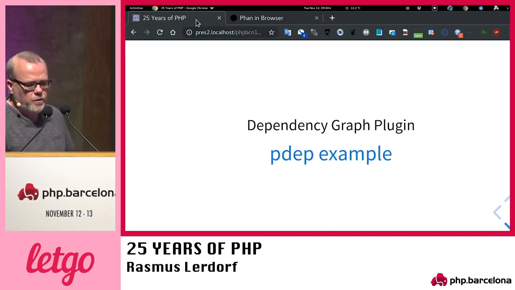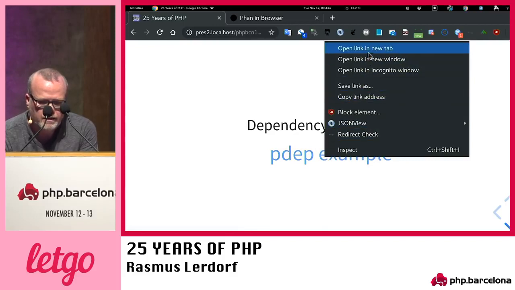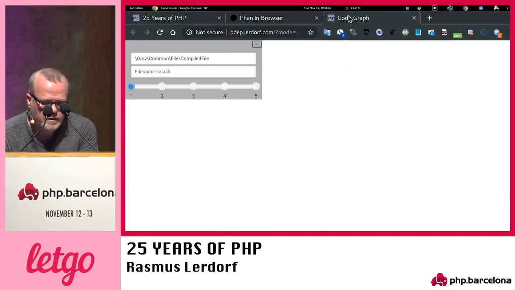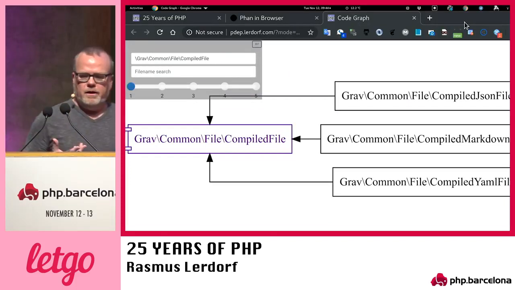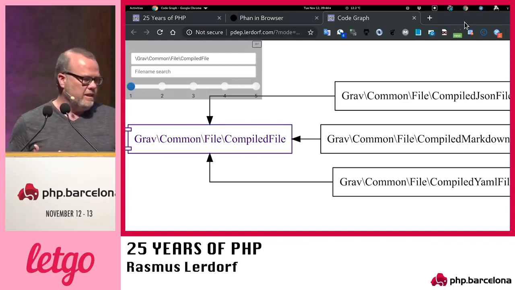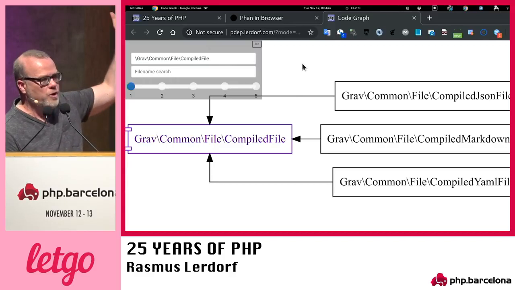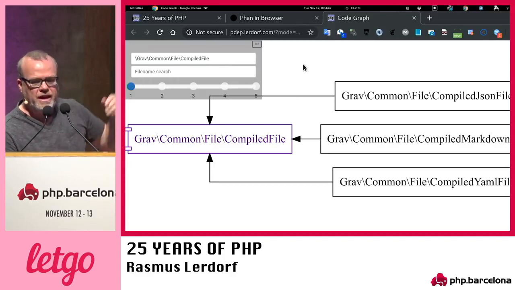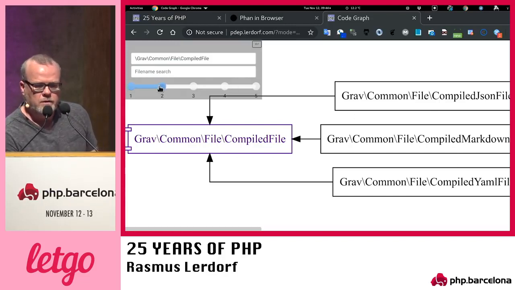Another new thing is I wrote this dependency graph plugin, and the dependency graph plugin does this. So I ran it against a random PHP package I found on GitHub called Grav, which is basically a blogging platform. And what this does is if you start it on a certain class name, in this case, it's actually a trait, compiled file, it shows you the dependencies. So what depends on the trait? If I change this trait, who is affected? In this case, these different ones are. And you can go two levels deep as well.